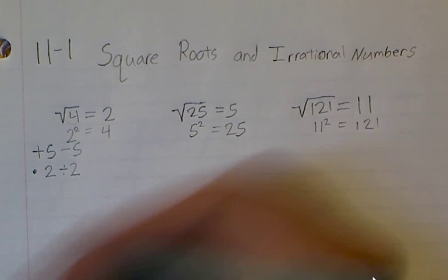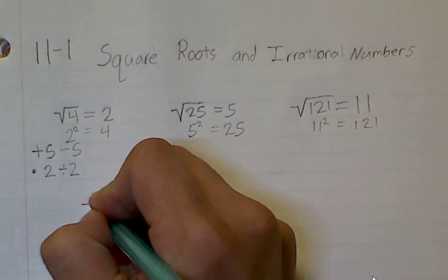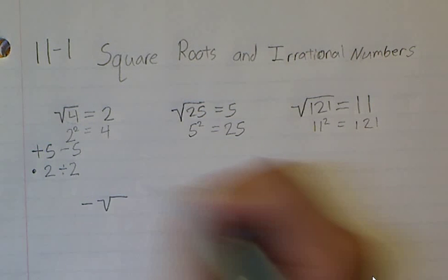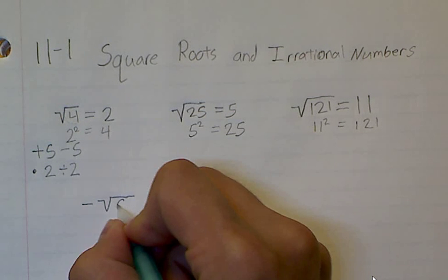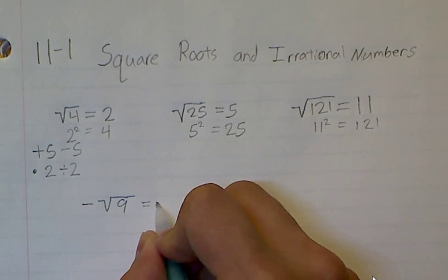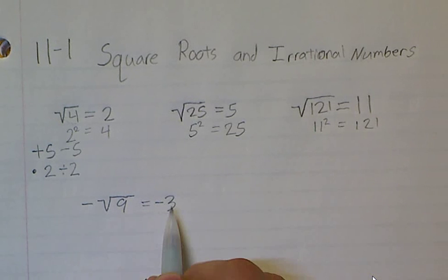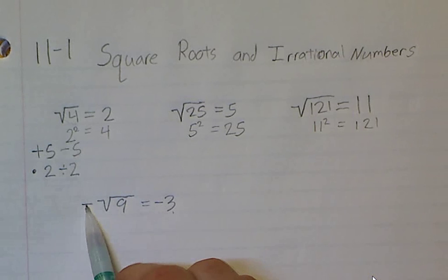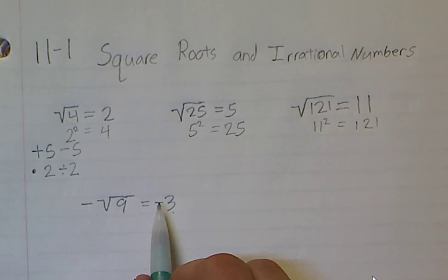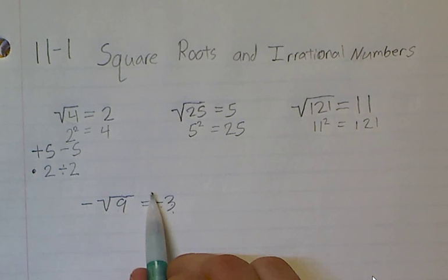Alright, let's go over a few more things. Let's say you have a negative square root of something, like the negative square root of 9. It's real simple. That is equal to negative 3. The square root of 9 is 3, so the negative square root of 9 is negative 3. The negative symbol basically just comes along with it, because it's on the outside.